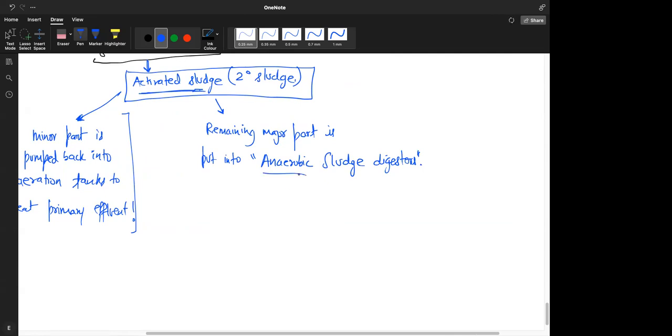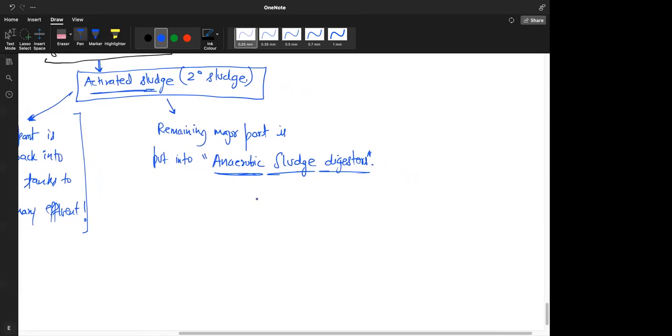We just wanted to treat the water, we did it. Why worry about this sludge? Because where do we want to throw this? These are aerobic bacteria. Wherever we throw this, they will start decomposing organic matter in that water or anywhere. So instead, they can be put in anaerobic sludge digesters. Here we use anaerobic bacteria.